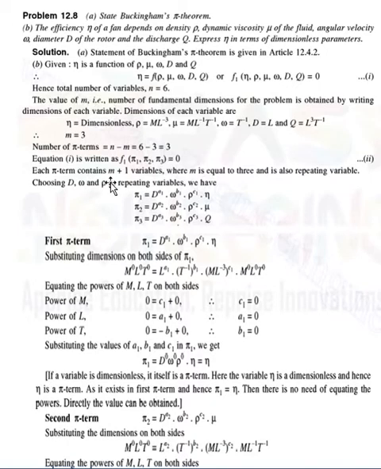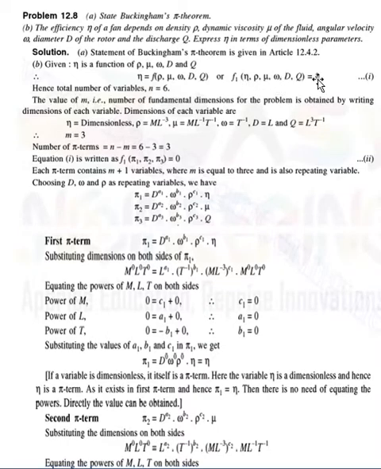Each pi term contains m plus 1 variables, where m is equal to 3 and these are also the repeating variables. Therefore each pi term contains 3 plus 1, equal to 4 variables. Pi 1 is equal to this one, choosing d, w, rho as the repeating variables. See equation number 1. In this equation efficiency is the dependent variable, therefore it should not be chosen as a repeating variable.